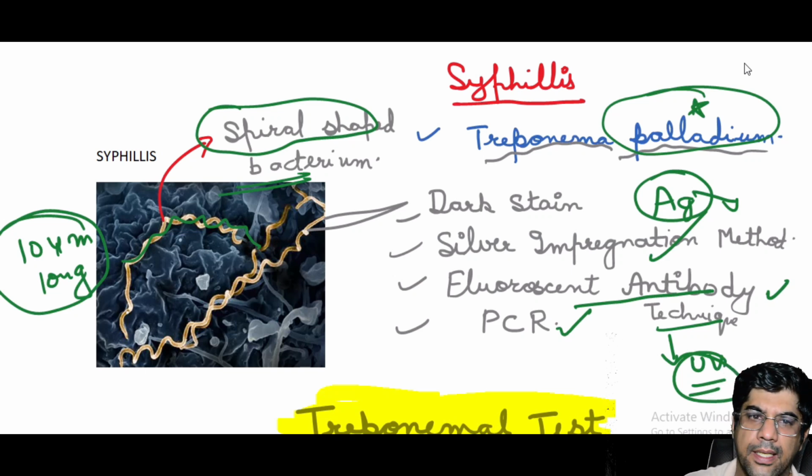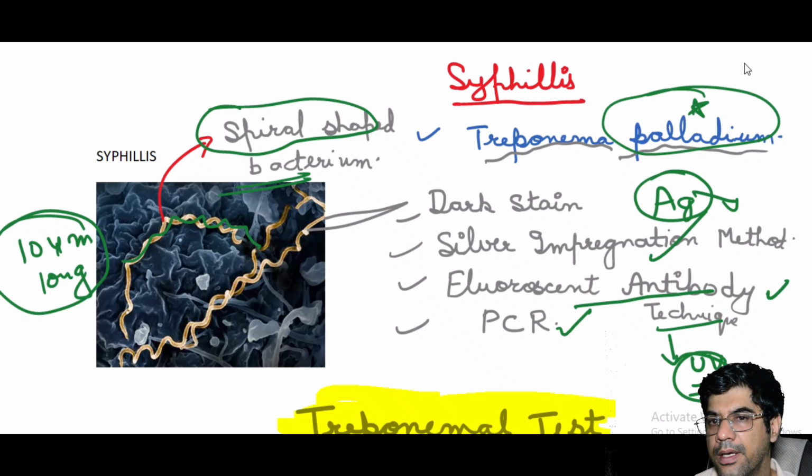Now, how can you detect this bacteria? You can detect these bacteria through various methods like the dark ground illumination, fluorescent antibody technique, silver impregnation method, PCR technique. So these are the various methods that you can detect the Treponema pallidum bacteria.